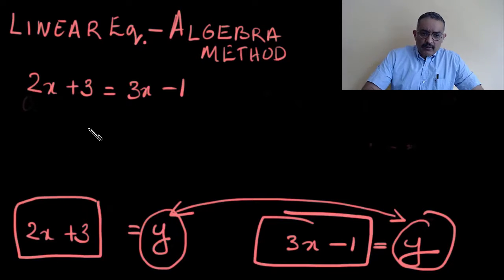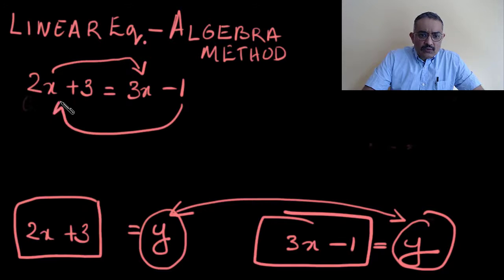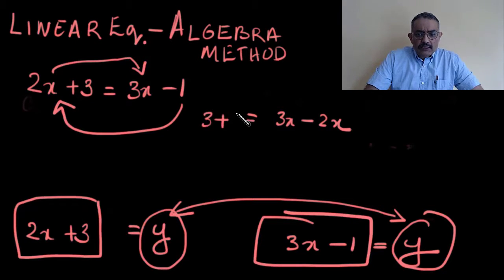Now remember what we talked about in moving things around. So we want to move this 2x to this side and this negative 1 to this side. This positive 2x will become negative 2x. So what will happen is that on this side of the equal to, it is 3x minus 2x, and this negative 1 will become positive 1 on this side, so it will become 3 plus 1.